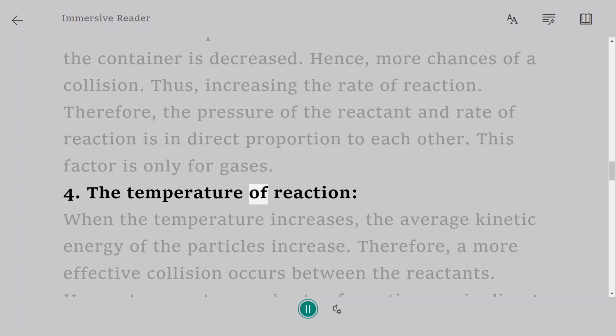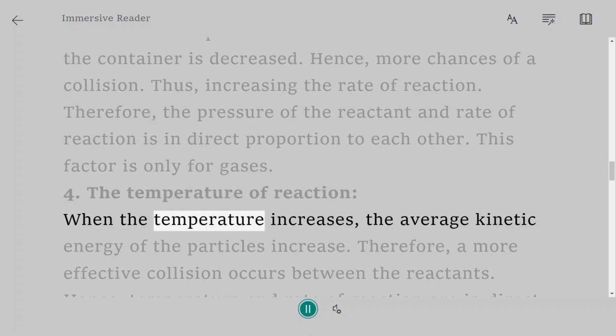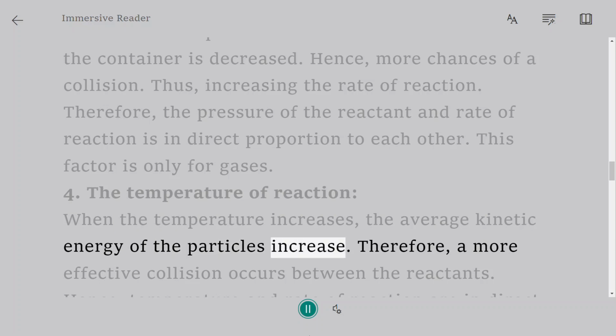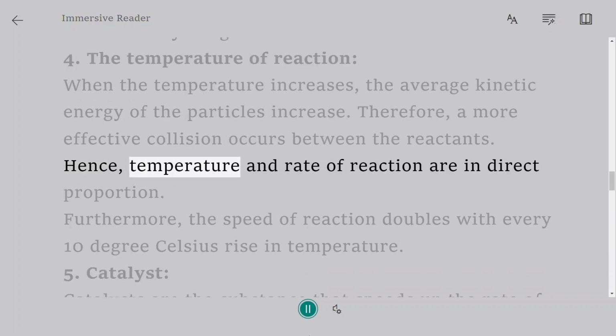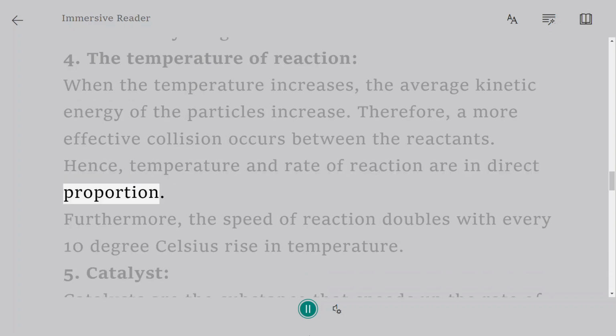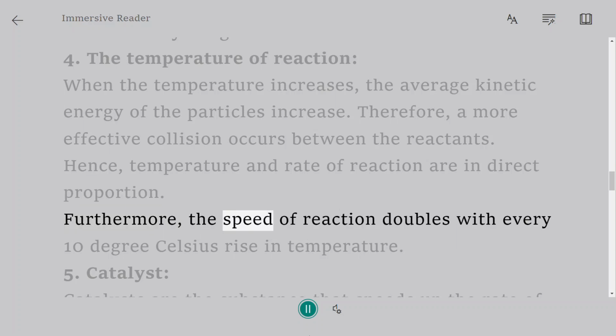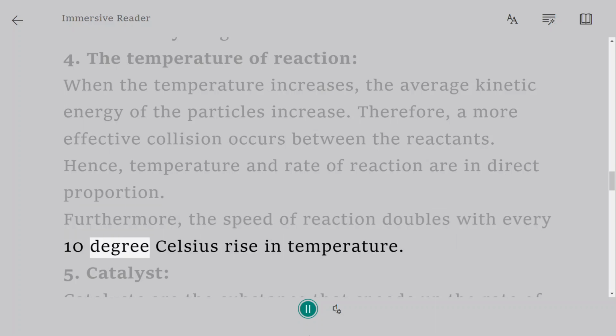4. The temperature of reaction. When the temperature increases, the average kinetic energy of the particles increases. Therefore, a more effective collision occurs between the reactants. Hence, temperature and rate of reaction are in direct proportion. Furthermore, the speed of reaction doubles with every 10 degrees Celsius rise in temperature.